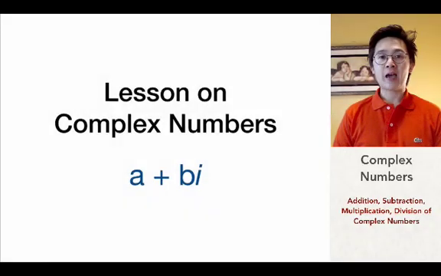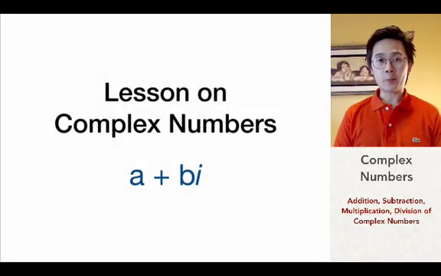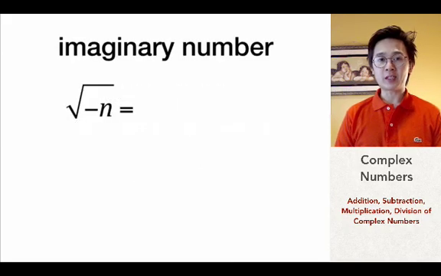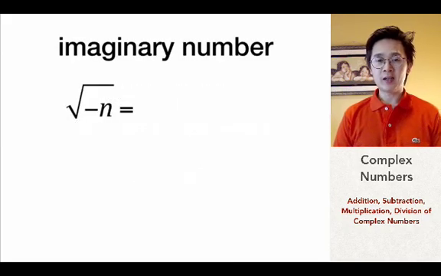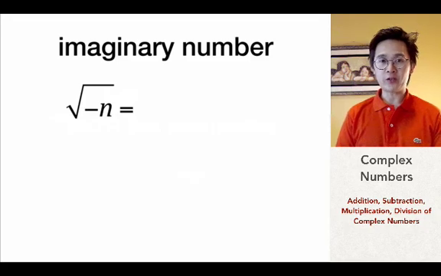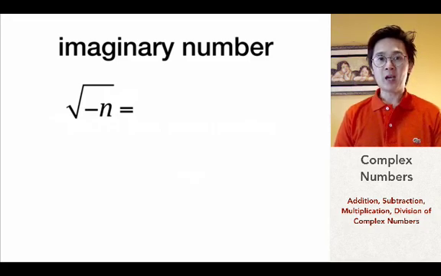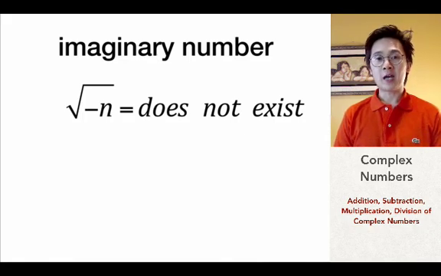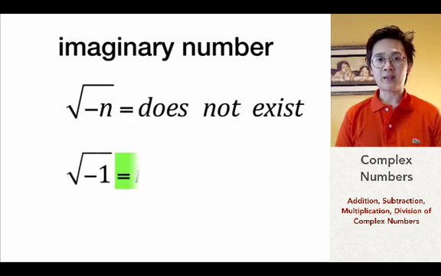Today we're going to have a quick tutorial on operations involving complex numbers. Now the basic thing that we need to remember about complex numbers is that, as we know, the square root of a negative number will always be undefined or does not exist, because the square root of a negative number by definition does not exist. Now mathematicians were able to come up with ways to represent the square root of a negative number by introducing the value of an i.